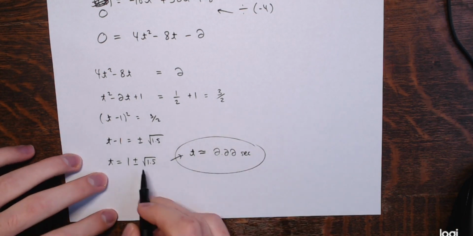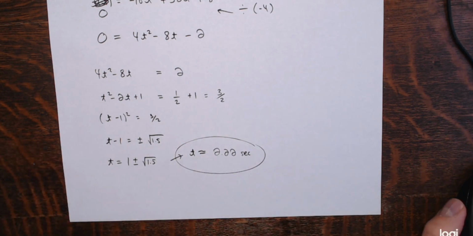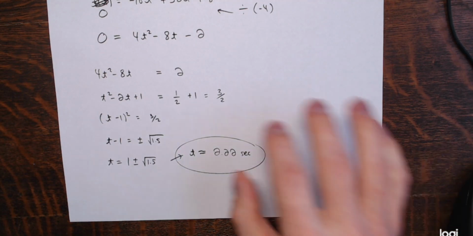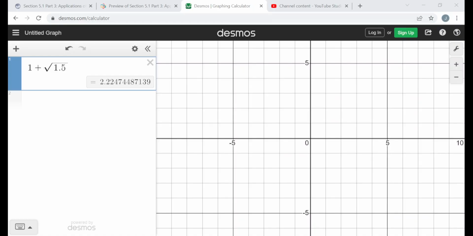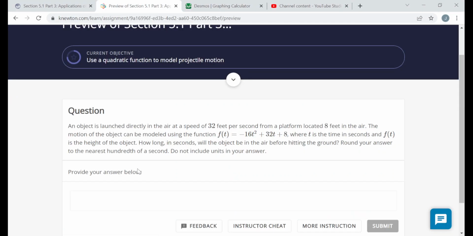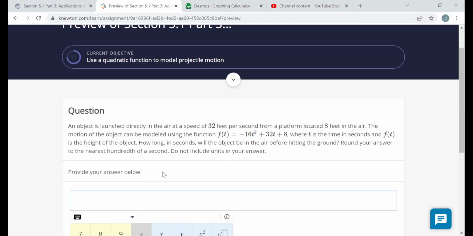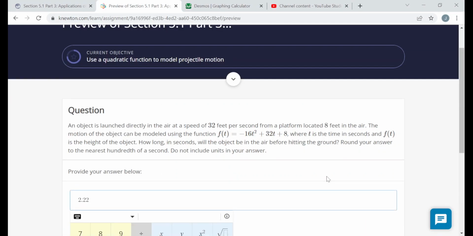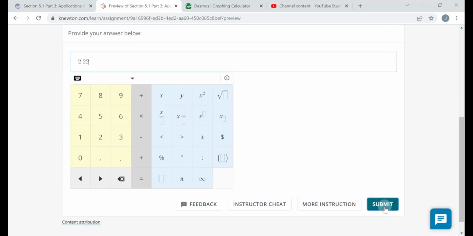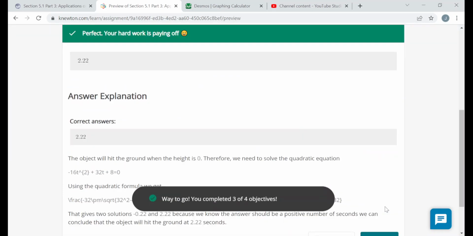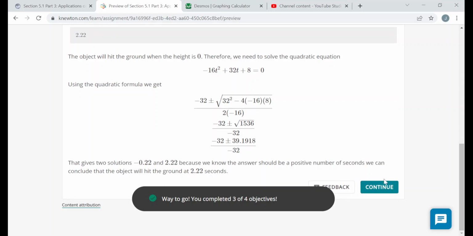And that's all they want. Right? Again, there is a negative answer, but it doesn't make any sense with the problem, or if you were graphing it, drawing the path of the ball or the object. And they don't want any units, right? They just want the number 2.22. Great. All right, so that objective's done.